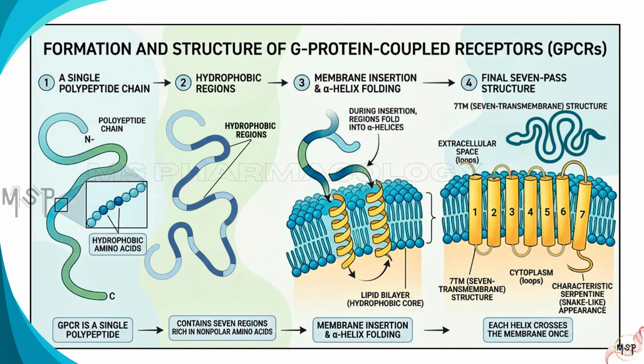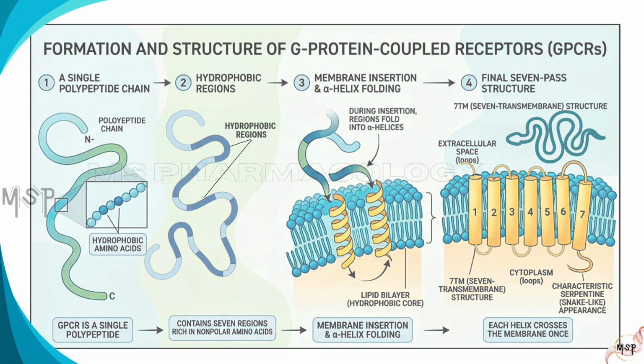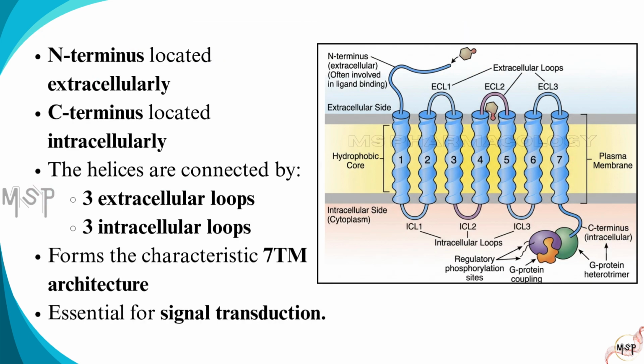This creates the characteristic serpentine, or snake-like, structure that is typical of all GPCRs. As a result of this arrangement, the N-terminus of the receptor is located on the extracellular side of the membrane, while the C-terminus is located inside the cell. The 7 transmembrane helices are connected by 3 extracellular loops and 3 intracellular loops. This 7-pass membrane architecture is essential for receptor function.